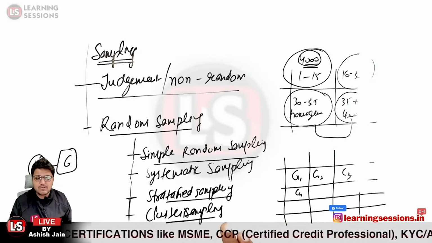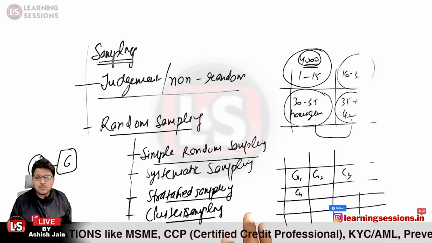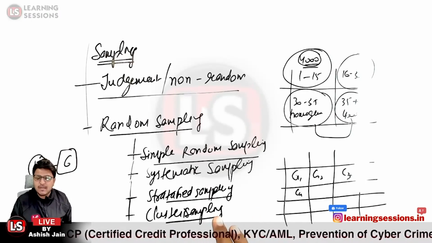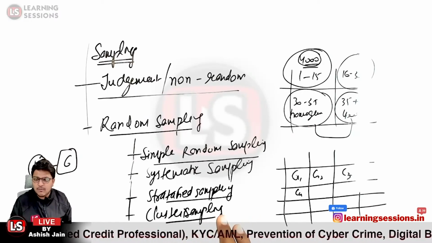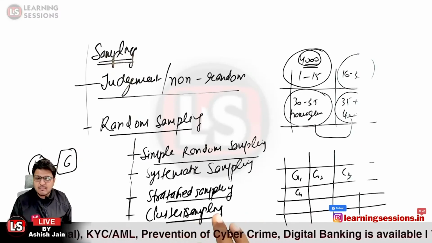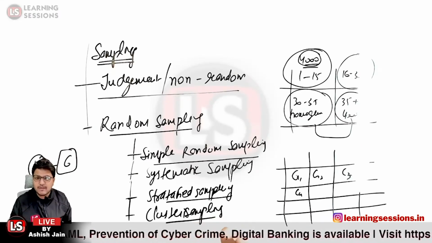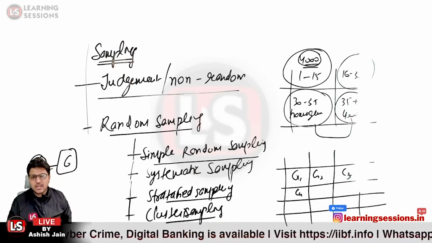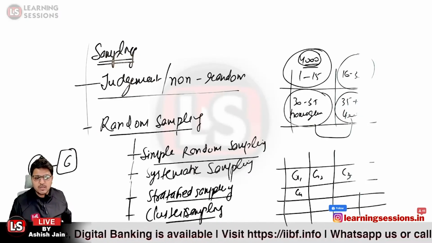So these are the four types related to random sampling. We have two types of sampling: judgment sampling or non-random sampling, and random sampling. Further we covered the four types: simple random sampling and systematic sampling. The third one was stratified sampling, and the fourth one is cluster sampling. Is that clear? Kindly do confirm at the earliest so that we can proceed.